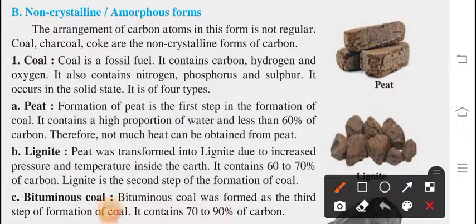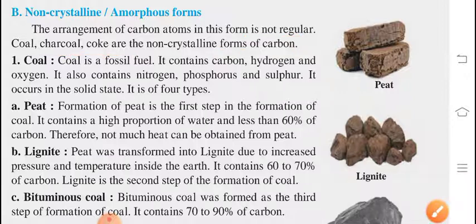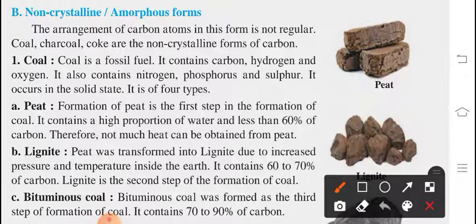Before this we have seen the crystalline forms: diamond and graphite. Now the next part is non-crystalline, which we can also call the amorphous form. The arrangement of carbon atoms in this form is not regular. Coal, charcoal, coke are the non-crystalline forms of carbon. Non-crystalline means the arrangement of carbon is not regular, it can vary, and that is why it is called non-crystalline form.